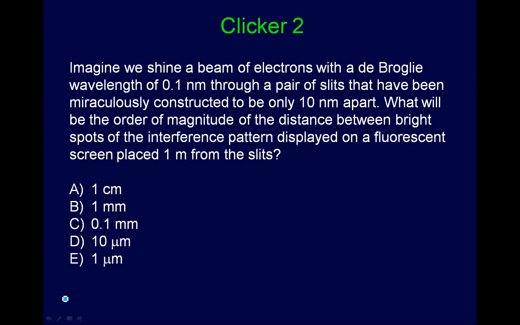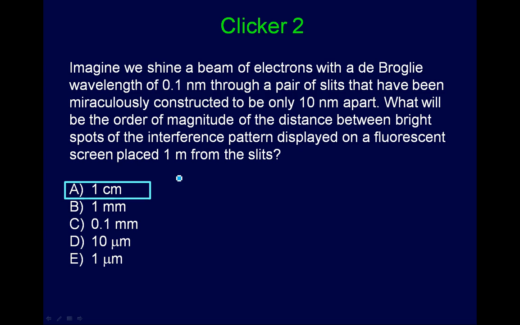Let's try an actual calculation. Here we're doing a two-slit experiment with a beam of electrons with a wavelength of 0.1 nanometers, going through two slits separated by 10 nanometers, and the screen is 1 meter from the slits. This goes back to wave stuff we've talked about previously. The question is, what is the order of magnitude of the distance between bright spots of the interference pattern? Give this one a try, and we'll talk about it. Okay, so I got A for this.